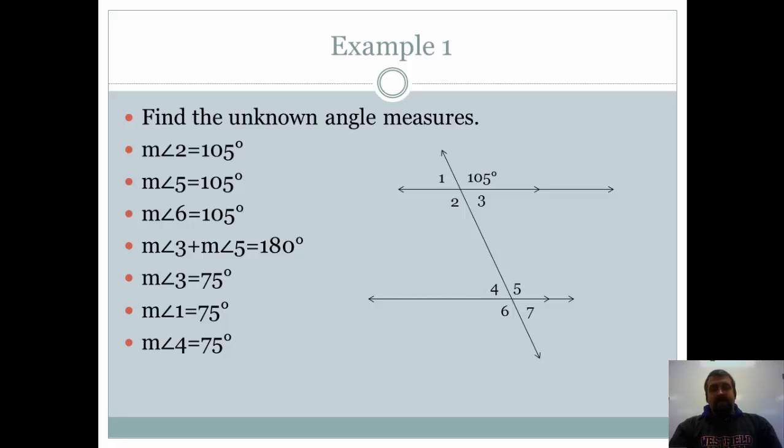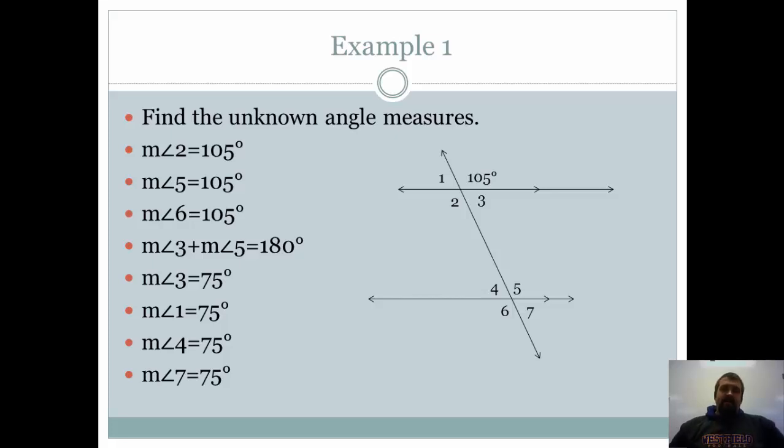And last but not least, you have angle 7. It's a vertical angle to angle 4. It's the corresponding angle to angle 3. Or it's the alternate exterior angle to angle 1. In any of those cases, it has to be congruent to those angles. And angle 1, 3, and 4 are all 75 degrees. So angle 7 also is 75 degrees.